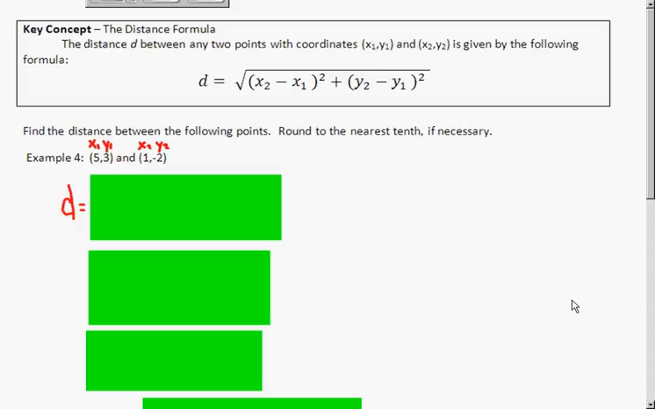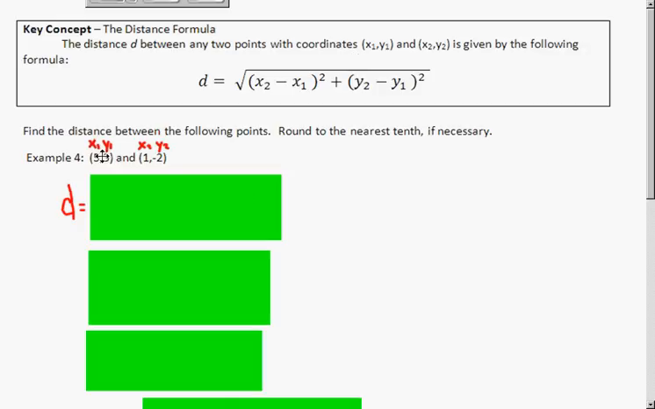Example 4 is the distance formula. You're going to find the distance of the line segment. So you're given two plots, and here is your distance formula. You have d equals the square root of x2 minus x1 squared, plus y2 minus y1 squared, and this is all under your square root.